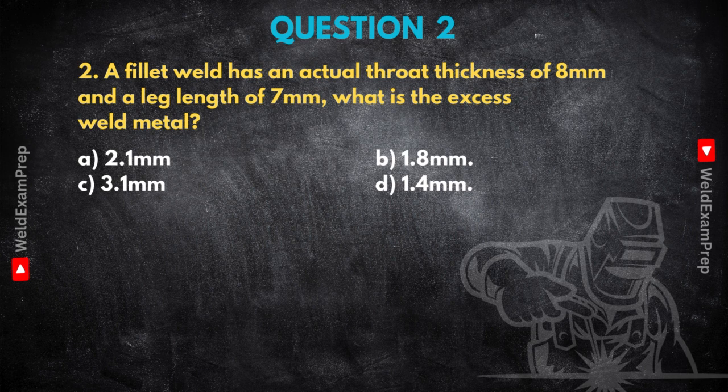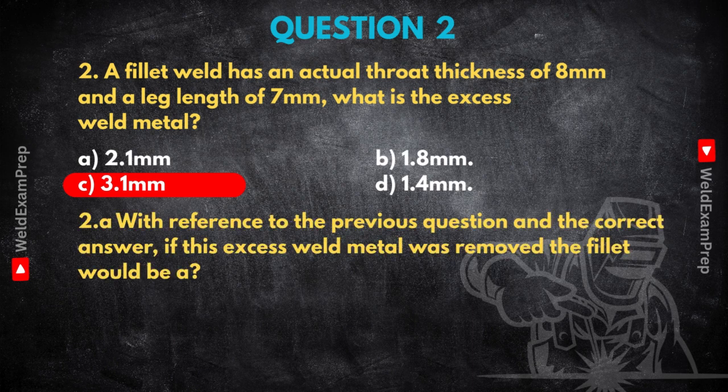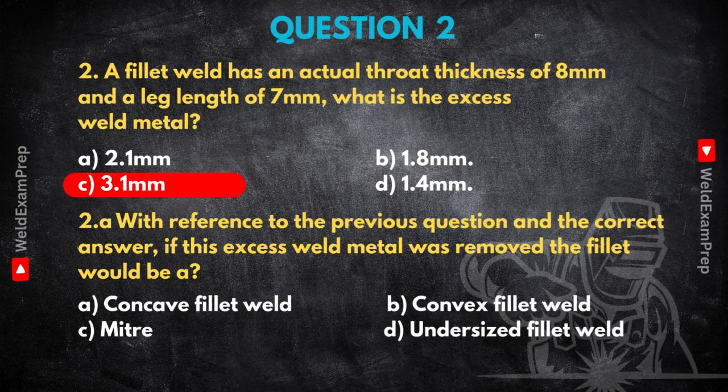Right. But you measured your actual throat as 8 millimeters. So the excess would be 8 millimeters minus 4.95 millimeters, which is 3.05 millimeters. Okay, so about 3.1 millimeters, which is option C, which leads perfectly into our next question, building directly on this. Let's stick with that scenario. With reference to the previous question and the concept of excess weld metal, if this excess weld metal was removed, what would the fillet be? Would it be A, concave fillet weld, B, convex fillet weld, C, miter, or D, undersized fillet weld?